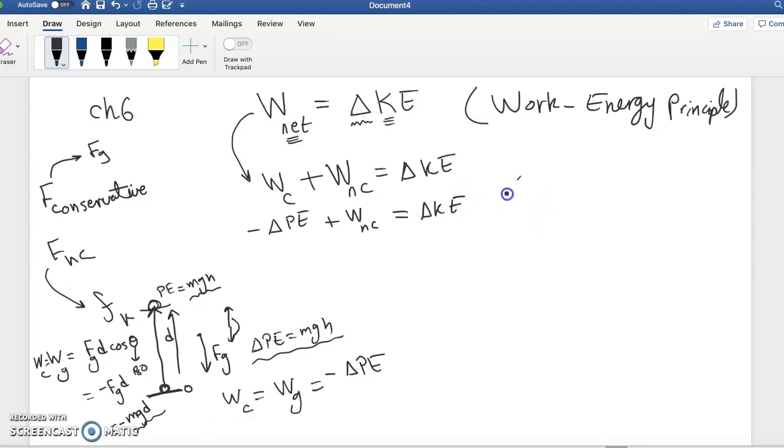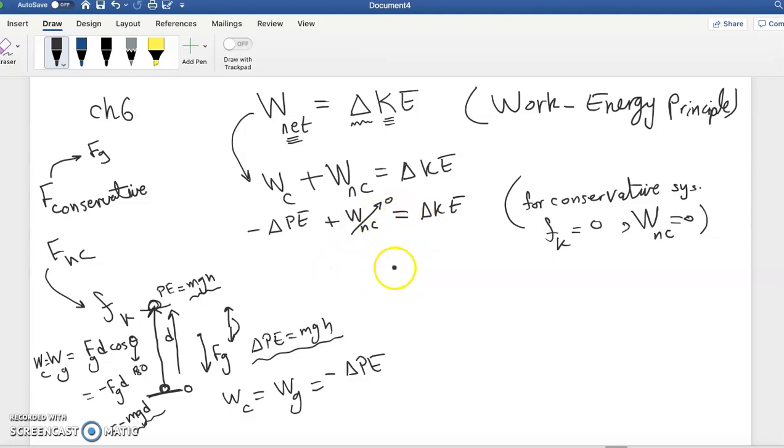Let me say, for a conservative system, we will assume that there is no friction, so the work due to the non-conservative forces would equal 0. That makes sense. This is a conservative system, when we ignore the friction on the surface. So this is 0. Can we rewrite this equation? Yes. Bring this one here.